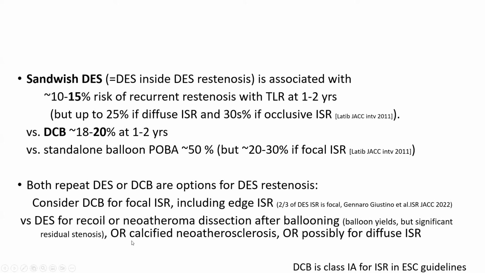Also, DES should be considered for a heavily calcified neoatherosclerosis, where again, you're not going to get a good balloon result. You will get dissection of the neoatherosclerosis, or you will get recoil. Also, it may be considered possibly for diffuse in-stent restenosis, where the long-term restenosis rate is generally higher. But especially should be considered for poor balloon result or for heavily calcified neoatherosclerosis.